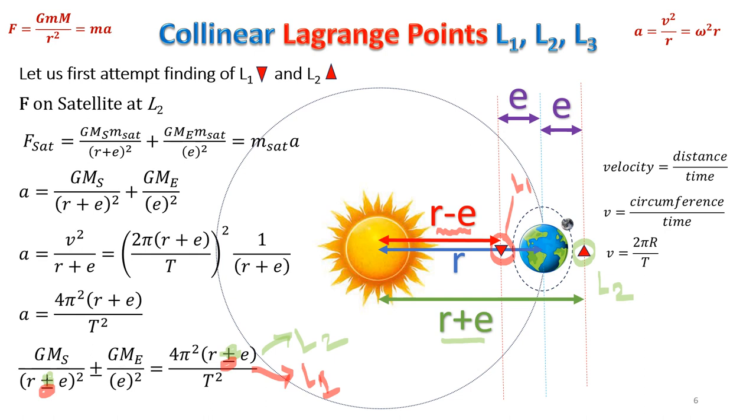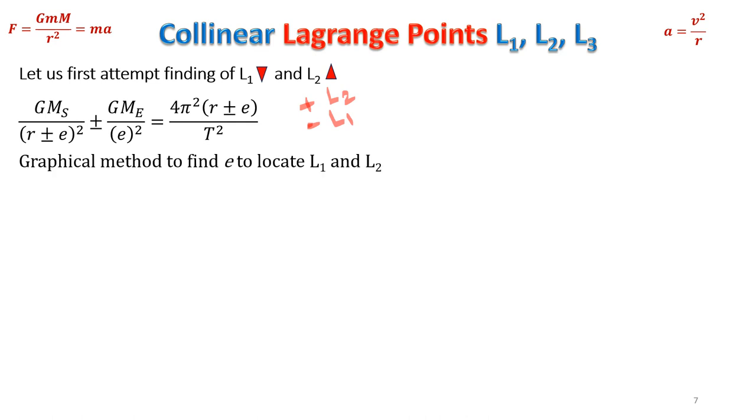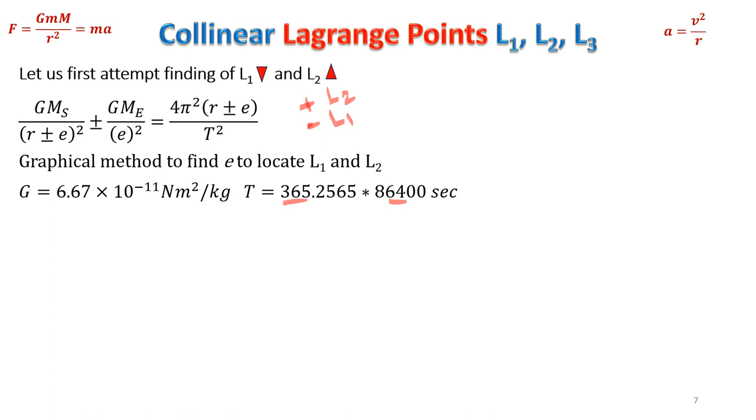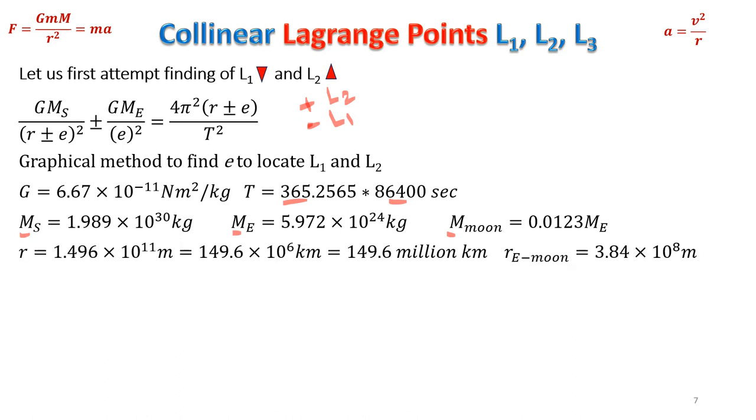Now we shall handle this pair of equations, actually an independent pair of equations, for estimation of L1 and L2. In this equation, we are talking for L2 when the plus sign is involved, and when the minus sign is involved, we are talking for L1. Now, this equation is to be solved for E to locate L1 and L2. And here you can use the involved constants: gravitational constant, time period considering leap year calculation. You can find time period in seconds, and mass of sun, mass of earth, and mass of moon also we are going to consider so that we can have accurate effect involved. While doing calculation, I'll tell you where I am going to consider that.